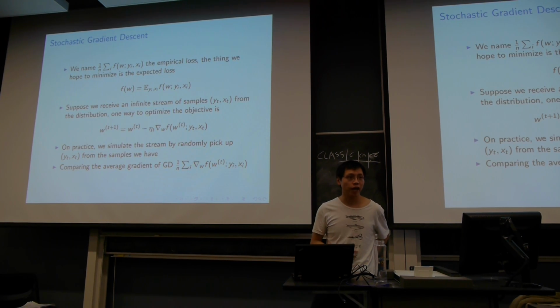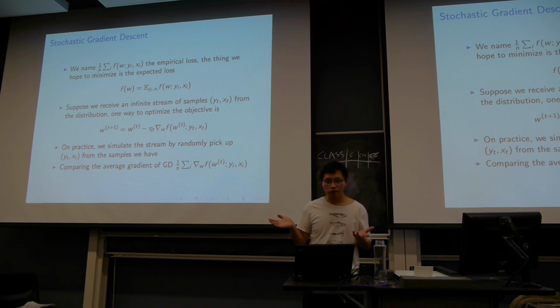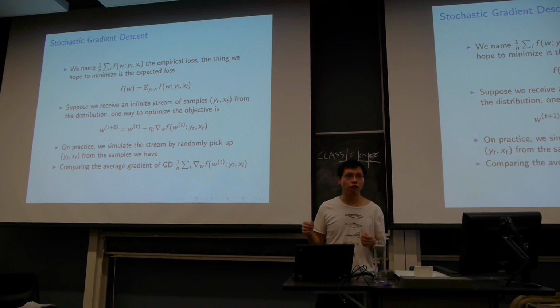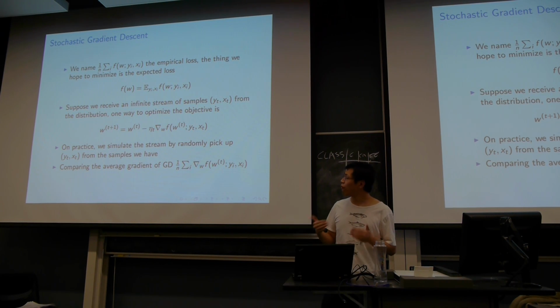So here comes stochastic gradient descent. Remember the loss term we have is the average of the loss term on each sample. We call it empirical loss because we get some data, but we don't know what f exactly looks like, so we're using our data to guess the shape of f. So we call it empirical.